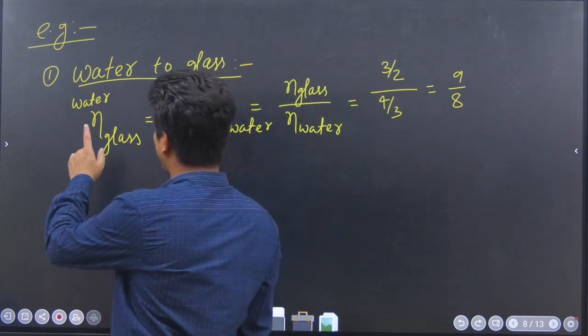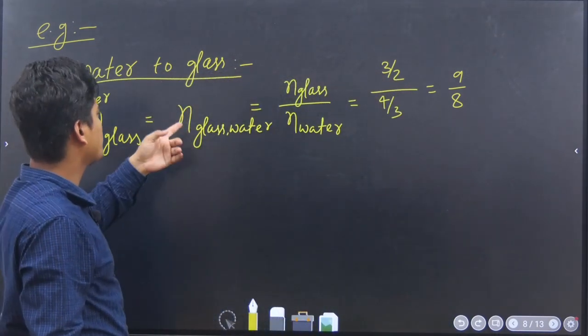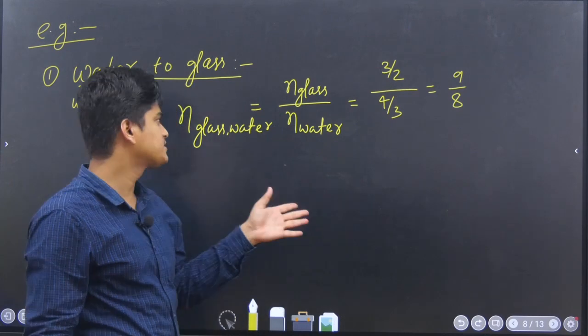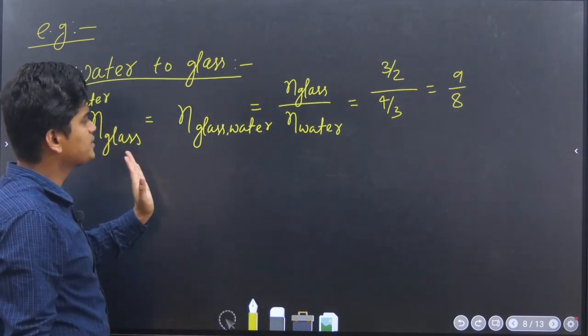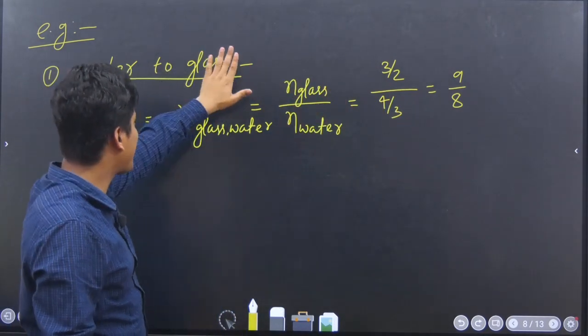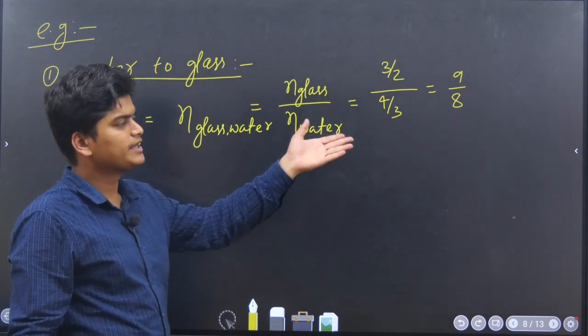Okay. So if a light ray is going from water to glass and you want to find the relative refractive index, then what is it? It is 9 by 8. If it goes from glass to water, then it is 8 by 9.